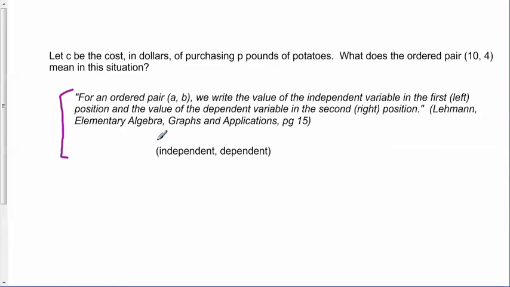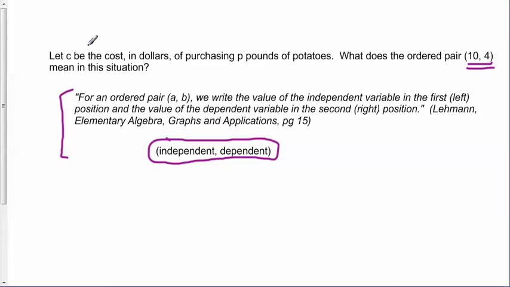So that means when we're thinking about an ordered pair, we always want to think about the independent variable coming first and the dependent variable coming second. So that means in a problem like this, in order to say what this ordered pair (10, 4) represents, we need to determine which of these variables is independent and which one is dependent. So let's see what we have.